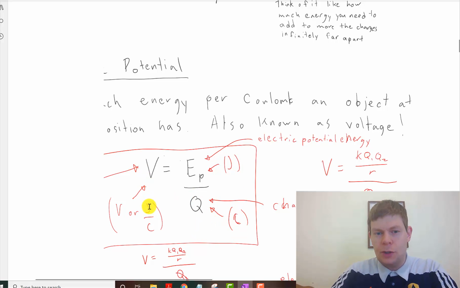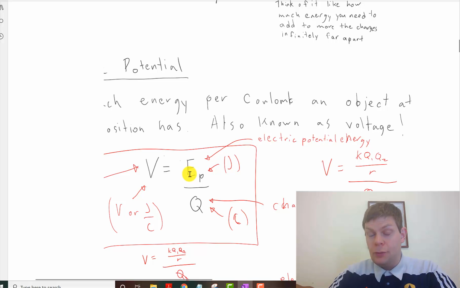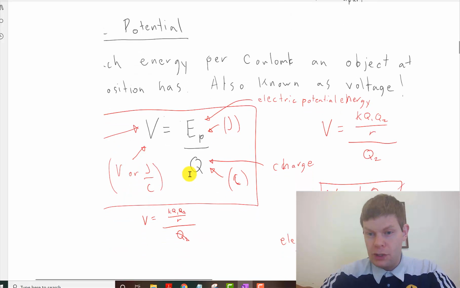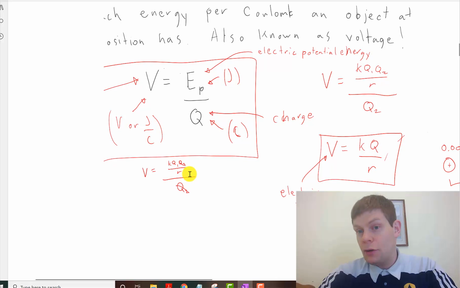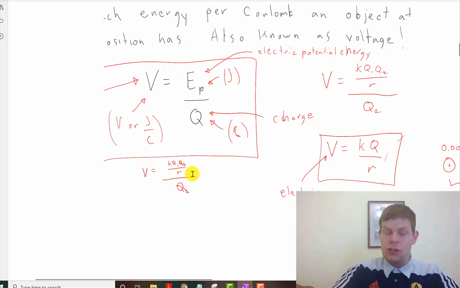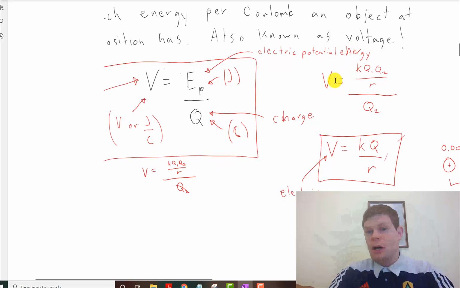You can rearrange it to be whatever. Sometimes this is change in energy. This could be change in electric potential, and this could be change in potential energy. Anyway, we can come up with another formula for a point charge. A lot of what we've been doing so far has dealt with point charges. We'll get to plates later.